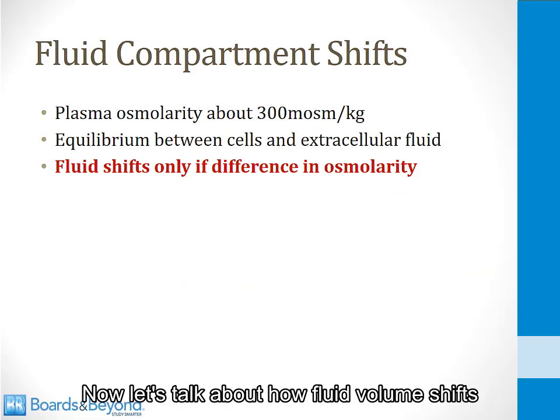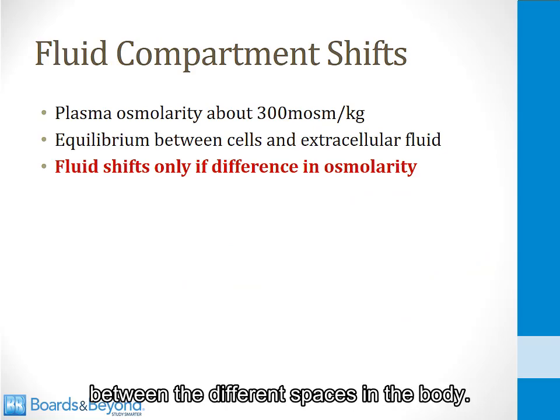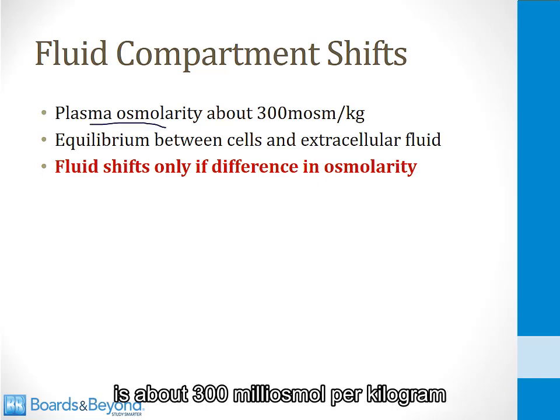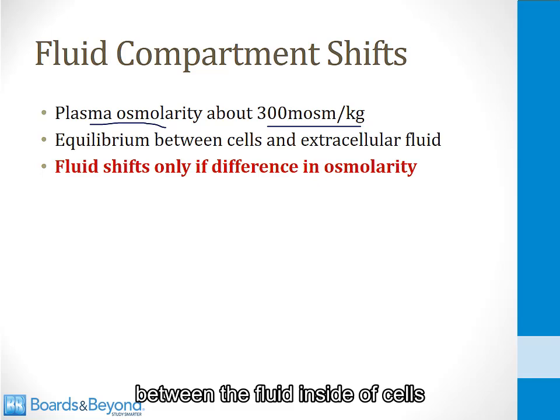Now let's talk about how fluid volume shifts between the different spaces in the body. You should be aware that plasma osmolarity is about 300 milliosmoles per kilogram, and there is an equilibrium established between the fluid inside of cells and the extracellular fluid.